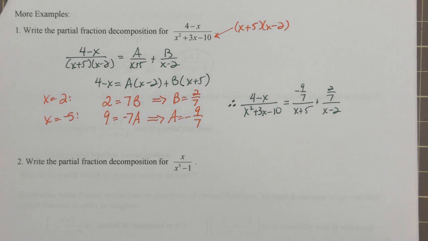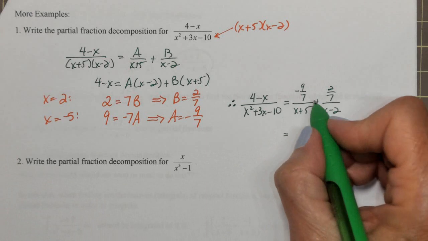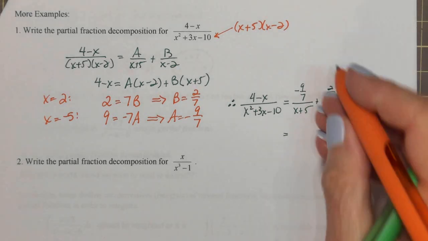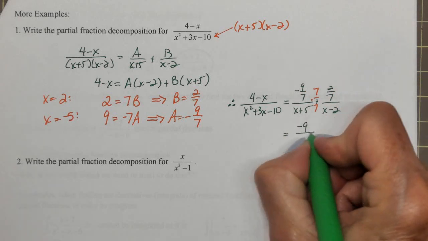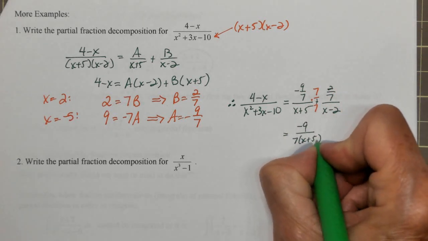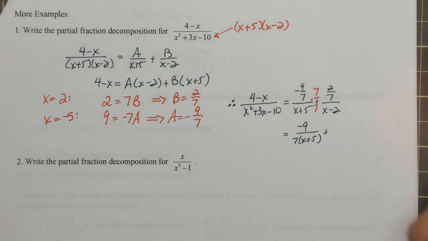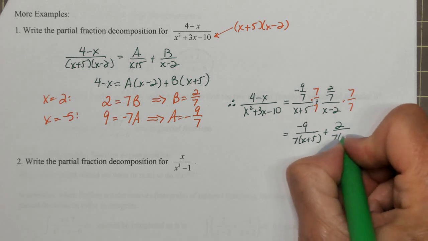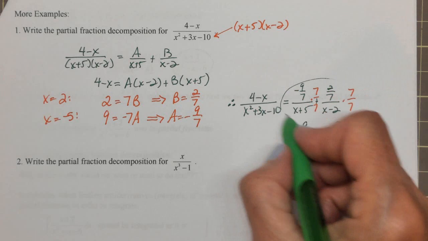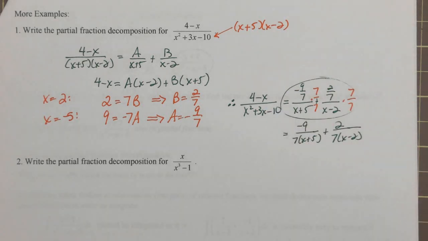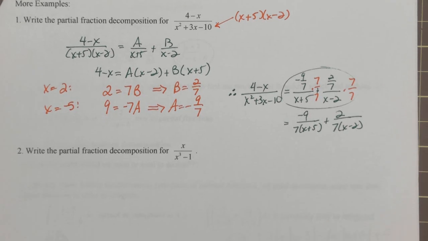Perfectly fine. If you just couldn't stand it and wanted to do something with it, I would multiply top and bottom by 7, and I would have negative 9 over 7 times x plus 5, plus here I would also multiply top and bottom by 7 over 7, 2 over 7 times x minus 2. And there's nothing wrong with writing it like that either, but you are welcome to stop right there. Okay? I'll check on the AP exam stuff, but anyway, yes.